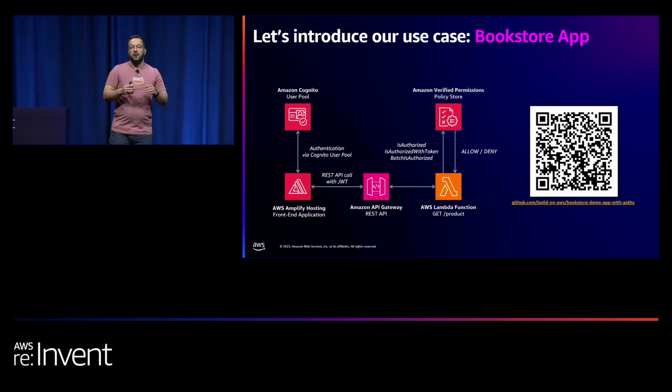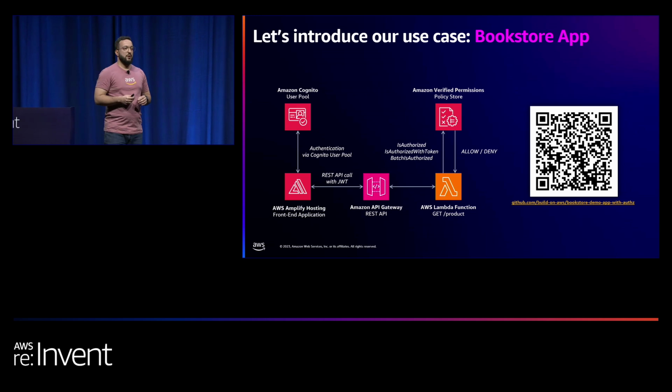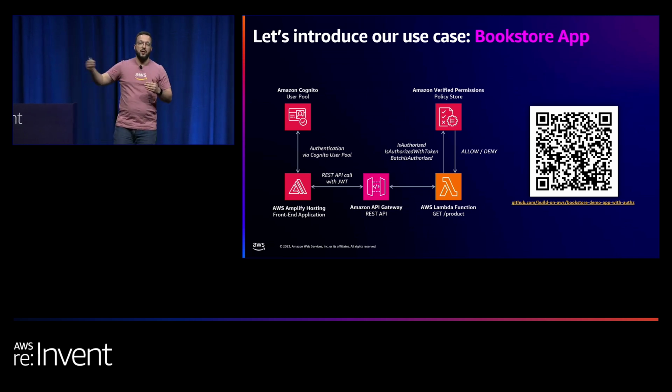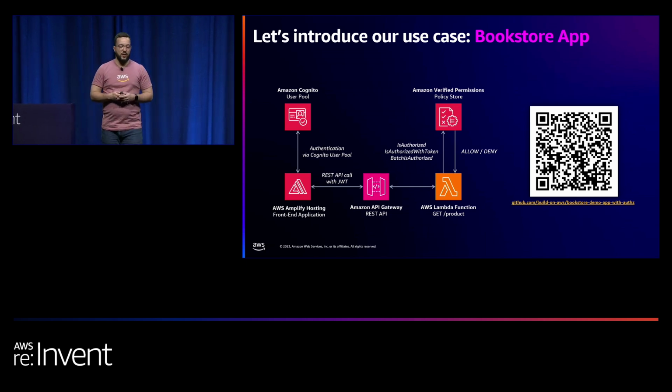The rest of the application should be very straightforward to analyze. We have a very simple front-end application that makes authenticated API calls to the REST API. That REST API triggers an AWS Lambda, and Lambda asks the Verified Permissions policy store whether it is allowed or denied in terms of the particular request.